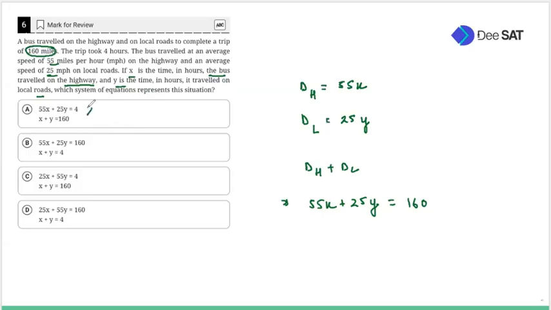At this point, you can easily eliminate all the options. See, it does not have this, it does not have this, it does not have this. So option B is the correct answer. For the second equation, the total time is given as 4 hours. The trip took 4 hours. That means the time we spend on highways plus the time we spend on local roads should be equivalent to 4 hours. x plus y equals 4, which is the second equation written. So option B is the correct answer.